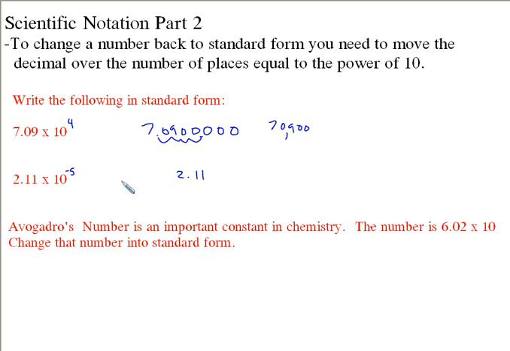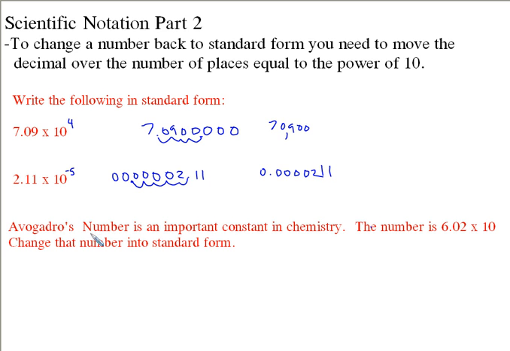For here, same sort of thing. 2.11, but in this case, because we're making the number smaller by multiplying by a negative exponent, we're going to move the decimal point over this way instead. And remember, that just means 0 tens, 0 hundreds, 0 thousands, 0 10,000s, 0 100,000s. So we can do that all day long, and it'll still be an accurate reflection of what the number is. So here, 1, 2, 3, 4, 5. So now the correct answer is going to be 0.0000211 is that number in standard form.